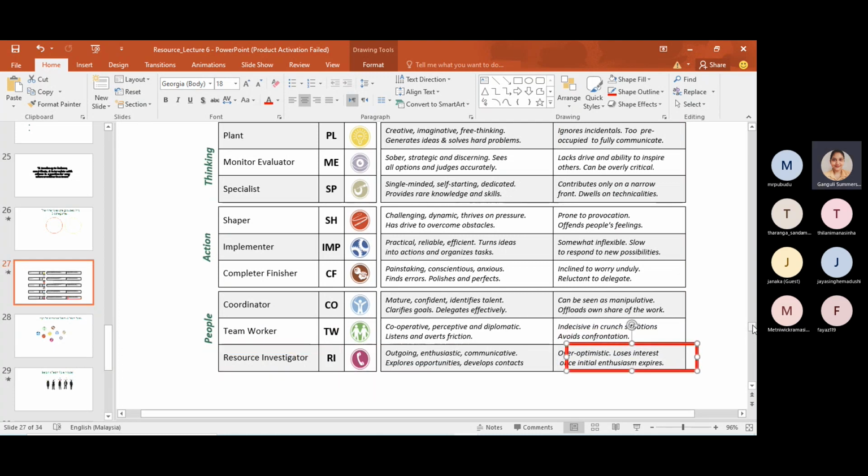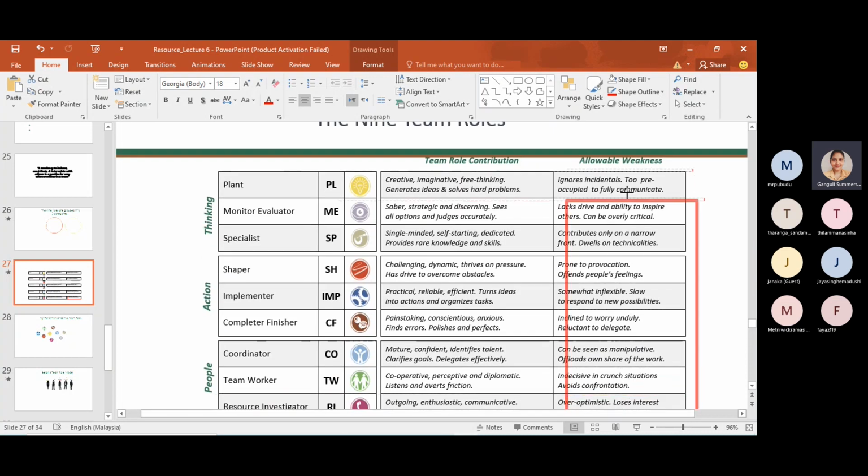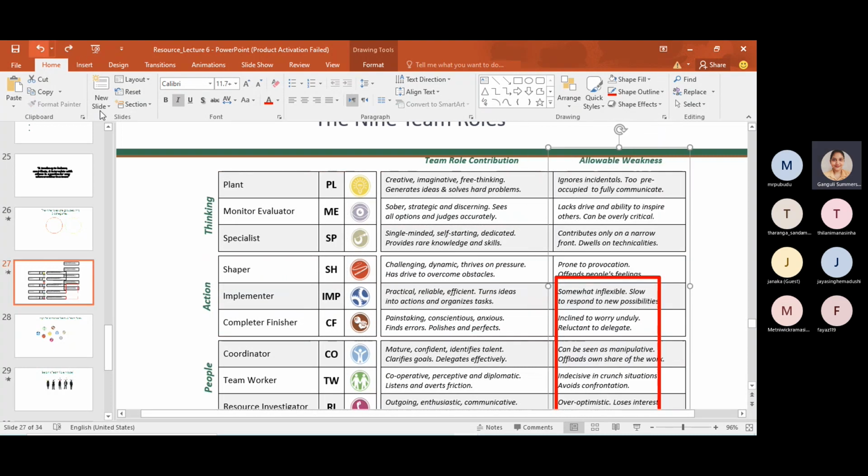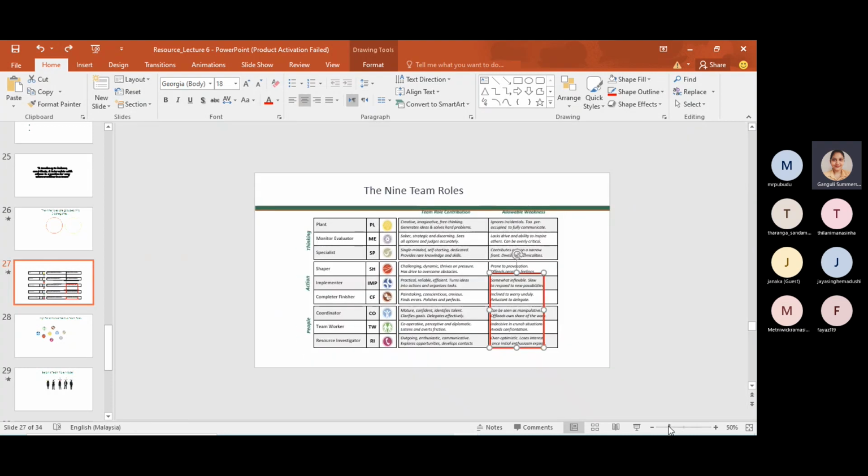So guys, all these weaknesses that we discussed in this third column are allowable weaknesses. Allowable weaknesses means these weaknesses are allowed inside the team. You are allowed to have these weaknesses inside the team, so that is why it is called allowable weaknesses.